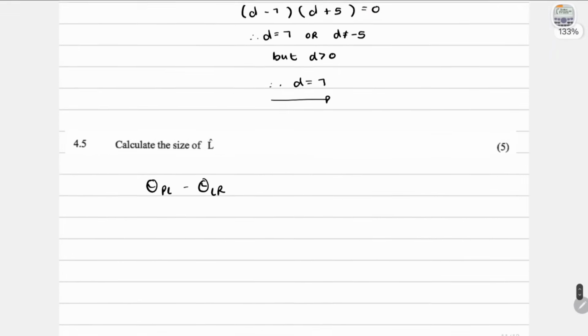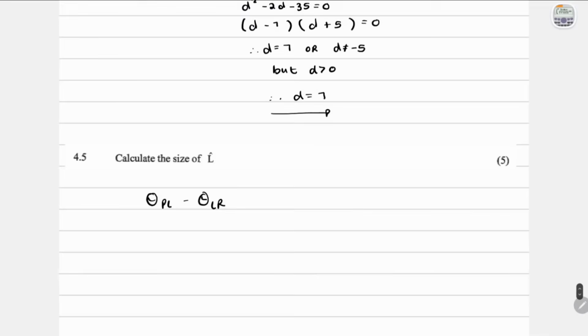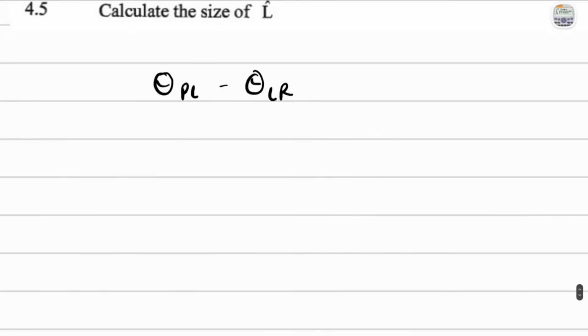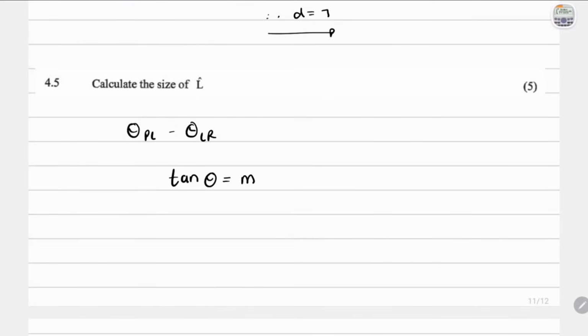Okay, so that is what we're going to deal with. Let's see, how can we actually find those angles of inclination? To find the angle of inclination, you need the gradient of the line. So to find that angle of inclination, we use this formula: tan of theta is equal to the gradient of that line. Okay, so all we have to do now is find these gradients.